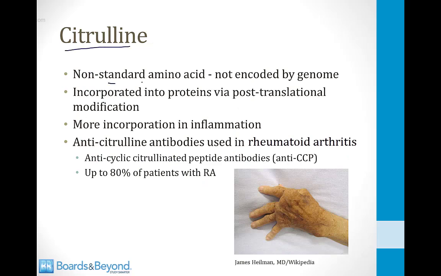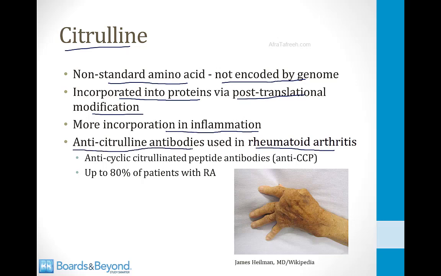Along those lines, let me mention citrulline. It is a non-standard amino acid, as I said before, not encoded by our genome, but it can be incorporated into proteins via post-translational modification. And it turns out there is more incorporation of citrulline into proteins in settings of inflammation. And in the condition of rheumatoid arthritis, anti-citrulline antibodies are very helpful in the diagnosis of the condition. Molecules called anticyclic citrullinated peptide antibodies, or anti-CCPs, are positive in up to 80% of patients with rheumatoid arthritis, and those antibodies are directed against citrullinated structures, which come from citrulline, the non-standard amino acid in the urea cycle.